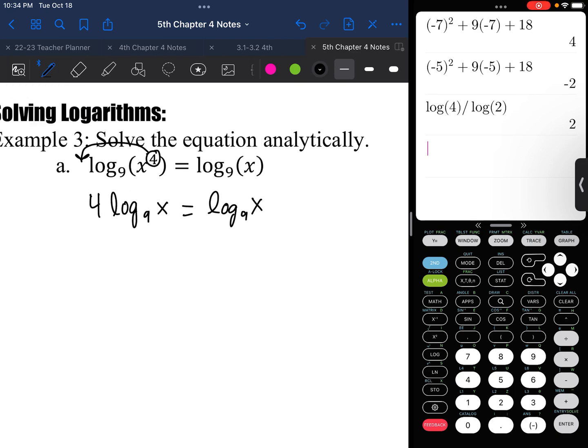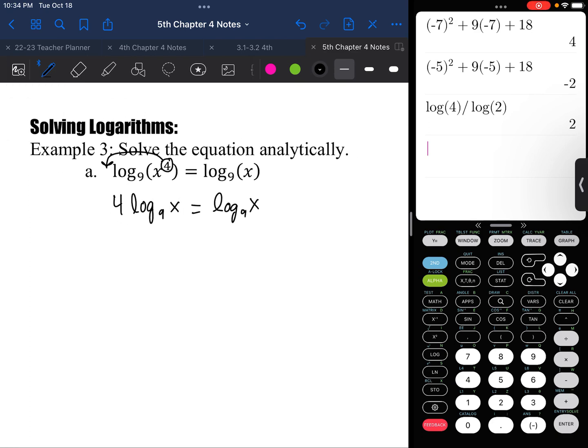Okay. So what are you guys noticing here? What is unique or special about this? Hopefully I've given you enough time to think about this. Okay. So, for what x's would these be equal?